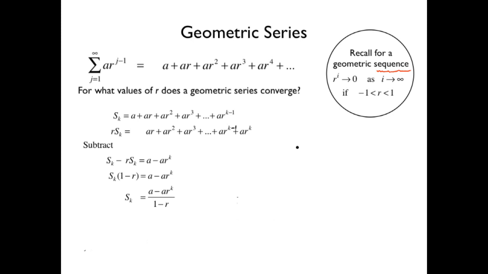Nothing hard yet, right? Okay, and then I'm going to split that up. I've got two terms in the numerator, so I'm going to split it into A over 1 minus R minus AR to the k over 1 minus R. Still nothing hard, right? Now, I've got a formula for the kth partial sum. How does that relate to the actual sum of the whole geometric series? So how can I relate the sum of the whole series to the kth partial sum?